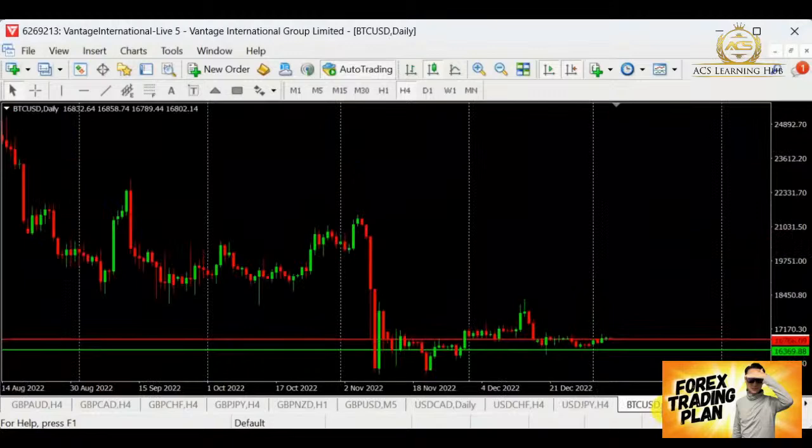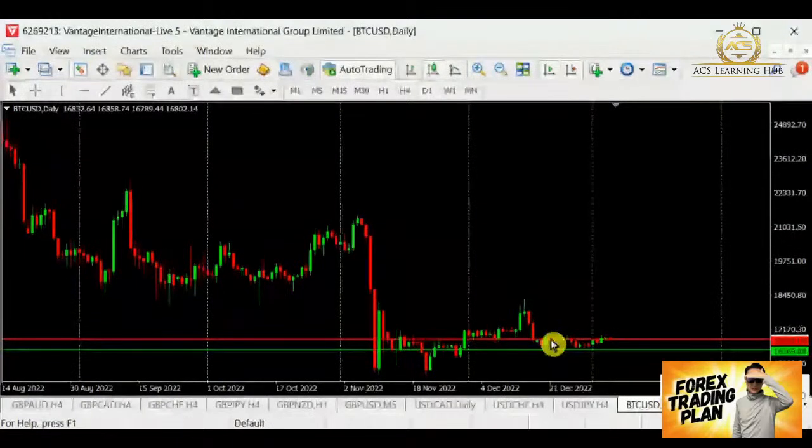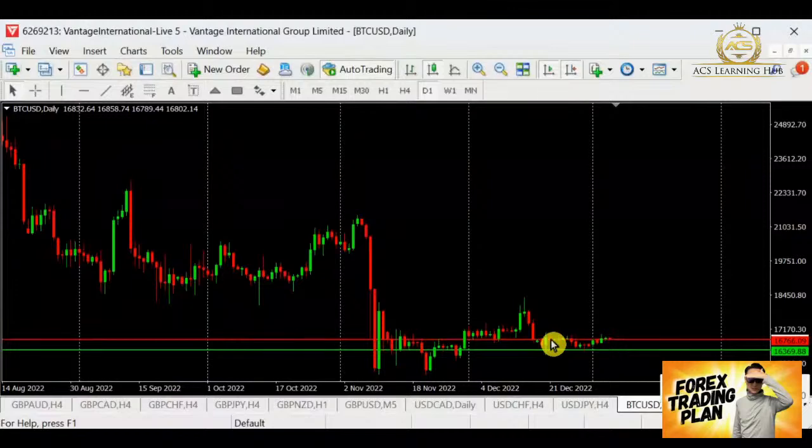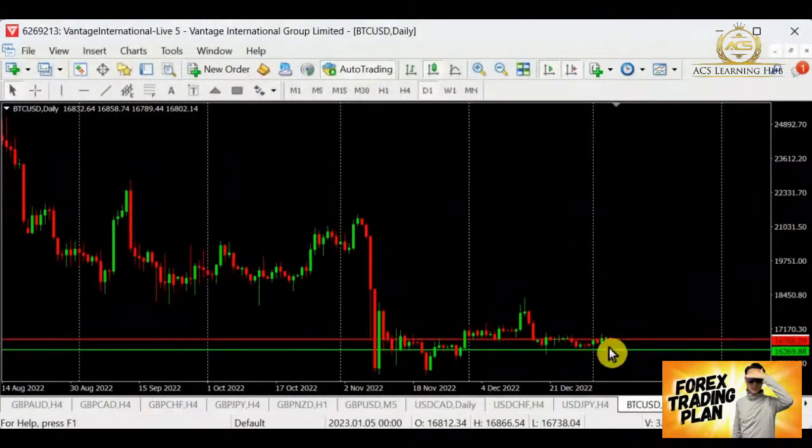For Bitcoin, just a little update here. We are still around 16,766. Tentatively, we are still around this region. I'm still waiting for it to break the 1636.